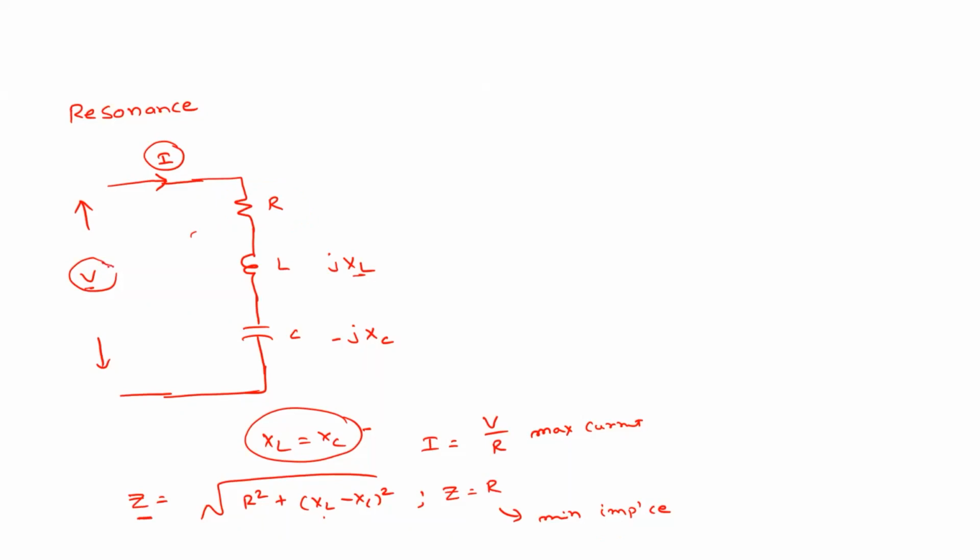So under resonance, the voltage applied to the circuit and the resultant current are both in phase. In other words, effectively the power factor is how much? The power factor is unity, or power factor is 1, and the circuit looks like a purely resistive circuit.